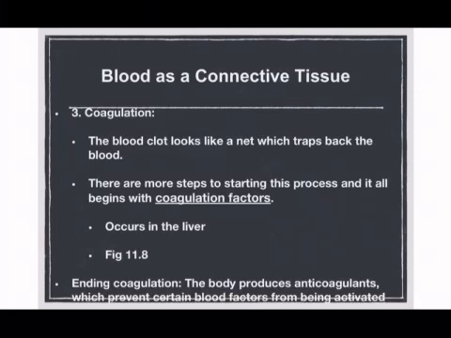But there are actually many more steps to starting this process, and it all begins with coagulation factors, which is another one of your vocabulary words. This occurs in the liver, and figure 11.8 is very thorough to show the process by which all the coagulation factors take place. When ending coagulation, because obviously we need to end it at some point, otherwise all of our body will coagulate, the body will produce anticoagulants, which will prevent certain blood factors from being activated. So certain blood factors that you can see in figure 11.8 will stop being activated, which will stop the process.